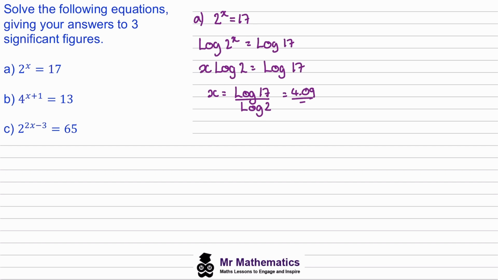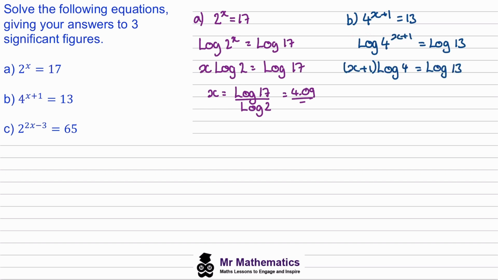Okay? If we look at question B, you can see again that the variable is the power, so we need to take the log of both sides, and then we can use the power rule to bring this power down in front of the log term. And it's worth at this point mentioning it's easier to keep this x plus 1 in brackets, because then you can see that we need to expand out the x and the log 4 and the 1 and the log 4. And to make x the subject, we need to move this positive log 4 to the right hand side.